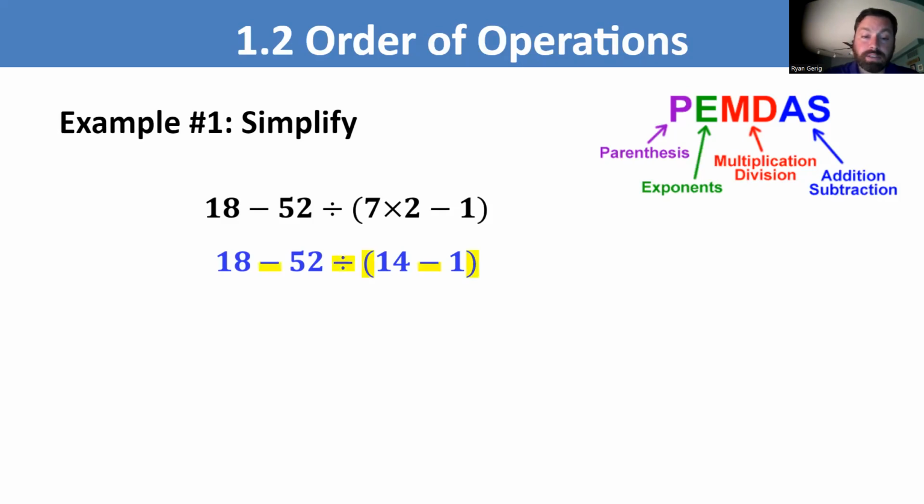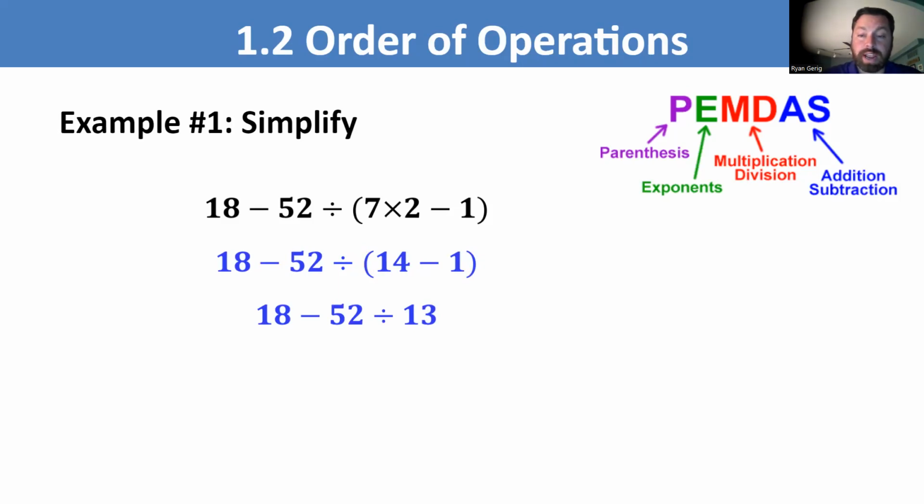14 minus 1, I can simplify further to give me 13. I haven't done anything with the 18 and the 52, so those drop down. And I want to show all of this on my paper. I know you might be able to type it in your calculator and get an answer, but right now we're working on showing this. We're almost done.